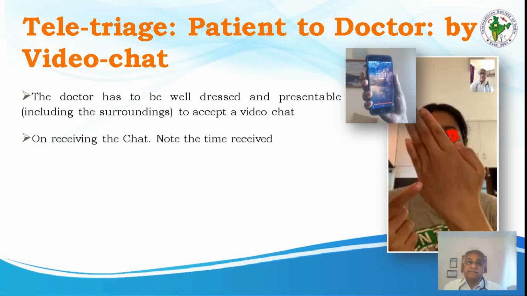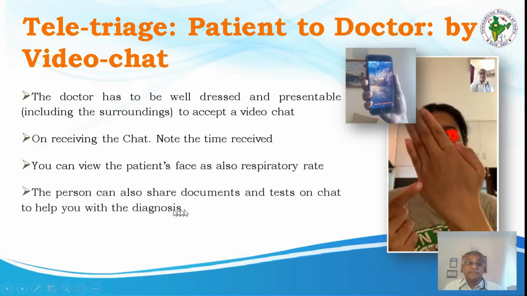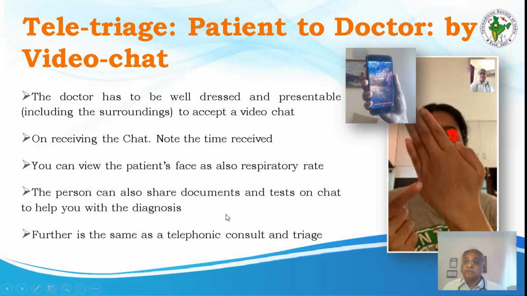And once you receive the chat, then you note down the time received, and the rest is almost the same, but you have certain advantages, that you can see the patient's face. Of course, in this case, the patient's face has been anonymized, as you can see. We can't share patient details, and then you can actually see the patient's respiratory rate. You can see his face, which makes you decide on which direction to go in with respect to the diagnosis. Also, the patient can share documents and tests on chat to help with the diagnosis. Like I said, the rest is the same as a telephonic consult and triage.